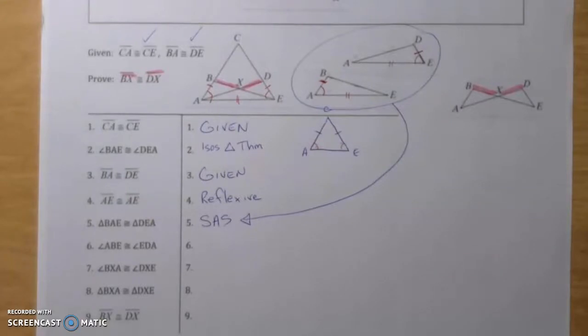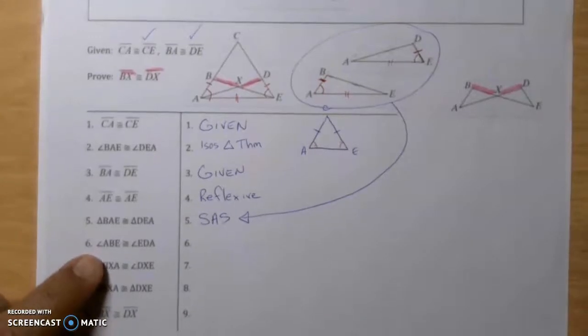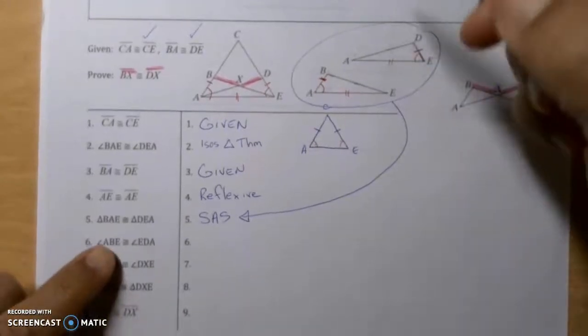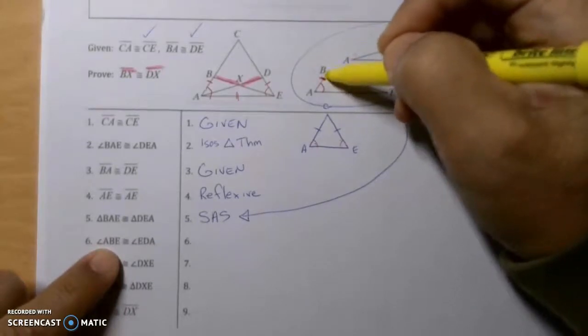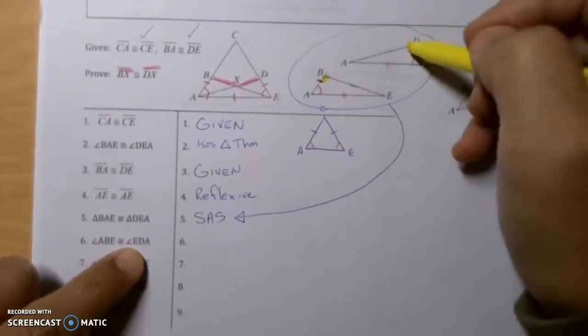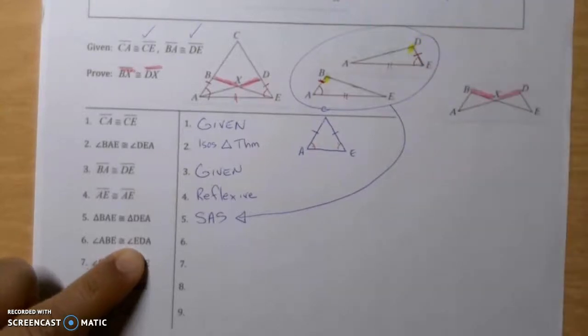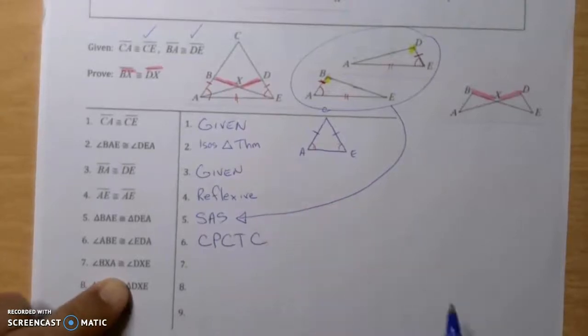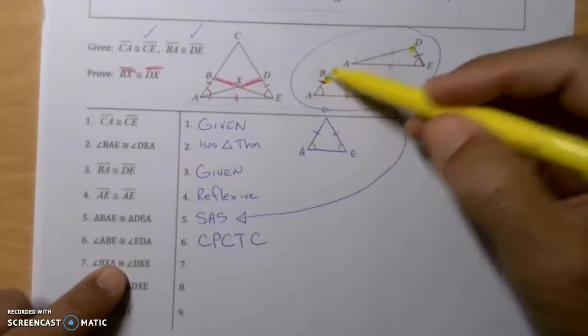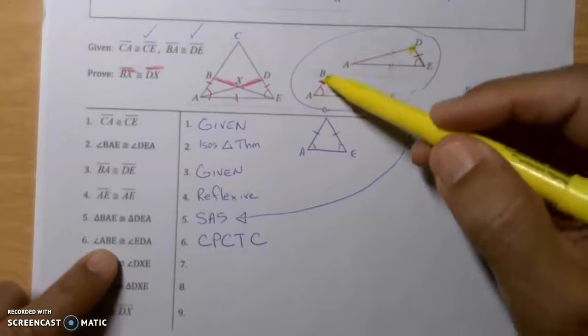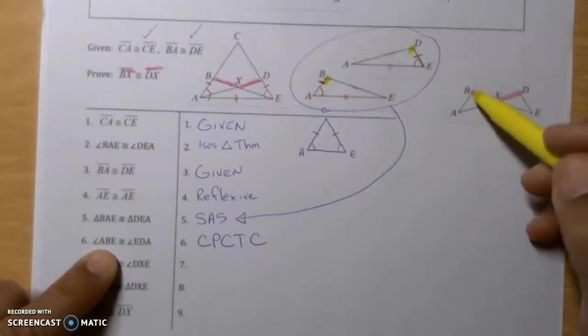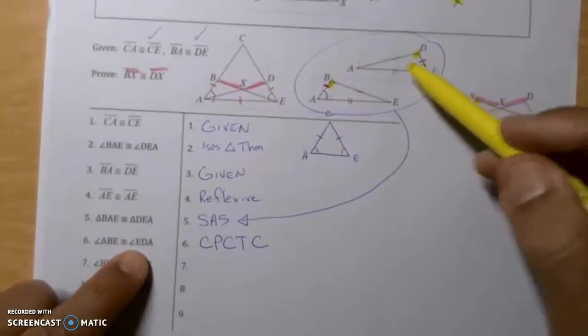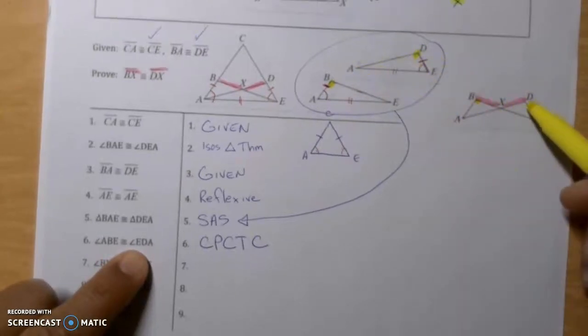Now, why would they go about trying to figure out those two triangles to be congruent? That will lead to step 6. It says angle ABE, this angle here with the yellow dot, is equal to EDA. Those are equal because corresponding parts in congruent triangles are congruent. So why would I care whether this yellow dot is congruent to this yellow dot? ABE is this yellow dot right here. EDA is also this yellow dot right here.